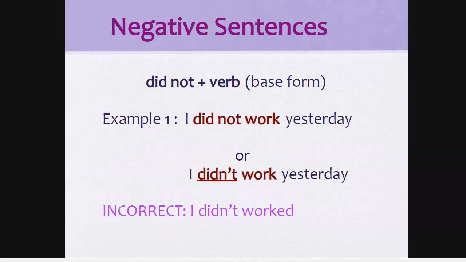Next one, the negative sentence. The negative form is didn't plus the base form of the verb. For example, I didn't walk yesterday. The full form is "did not walk," and "I didn't walk" is the short form. The incorrect form is "I didn't walked."